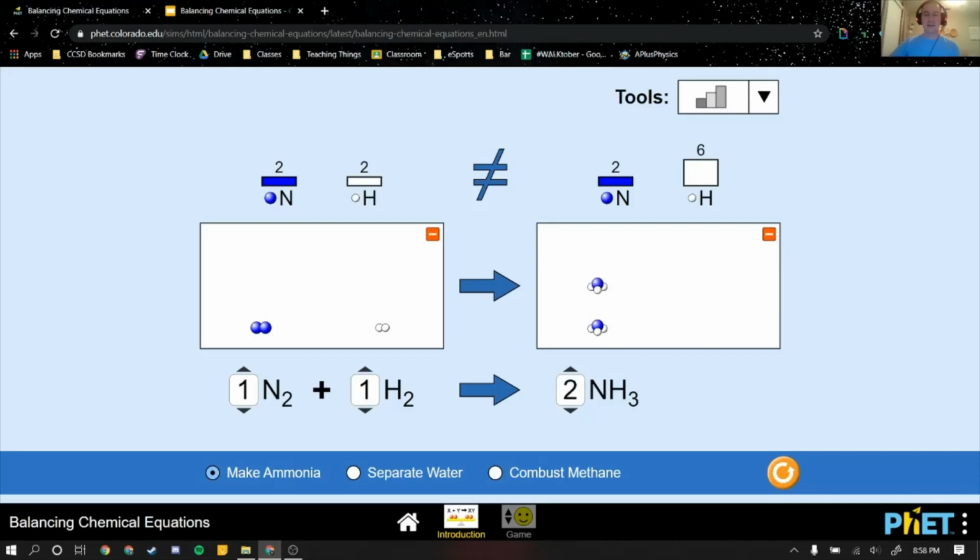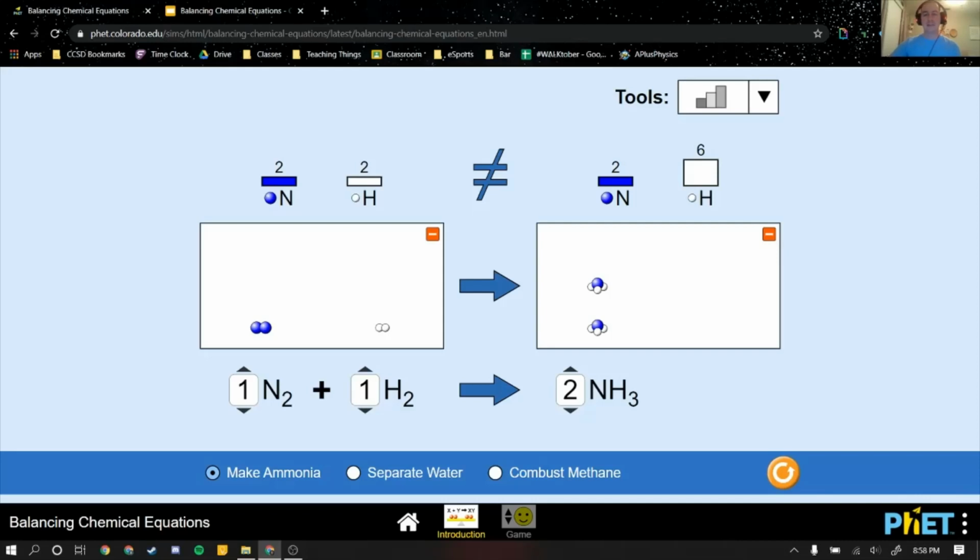I can see that my nitrogen is now 2. I've got 2 nitrogens here, 2 nitrogens here. Those are balanced. But what's the problem? My hydrogens are not balanced. I've got 2 hydrogens on the left, but I've got 1, 2, 3, 4, 5, 6 hydrogens on the right. So how am I going to fix that?